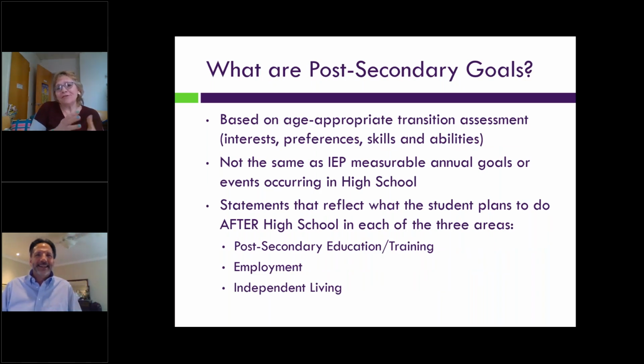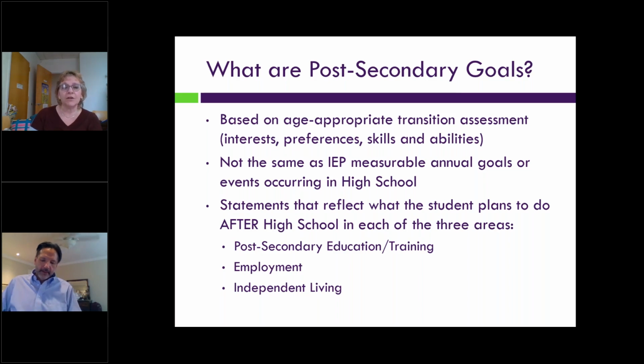Yeah. So Michael, you're talking about all these assessments and things, and what do we do with all that data, right? What do we do with all that information? Well, they are post-secondary goals. What are post-secondary goals? Well, it's based on all that information that you're getting from all of those assessments and the interests and all the different information you're getting from the family and the student themselves.